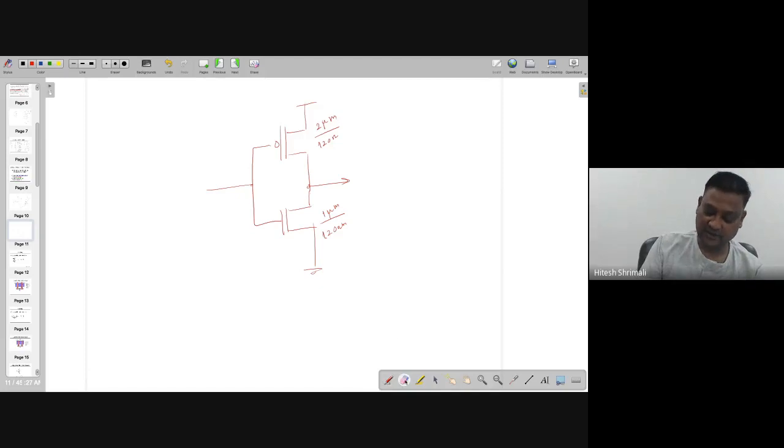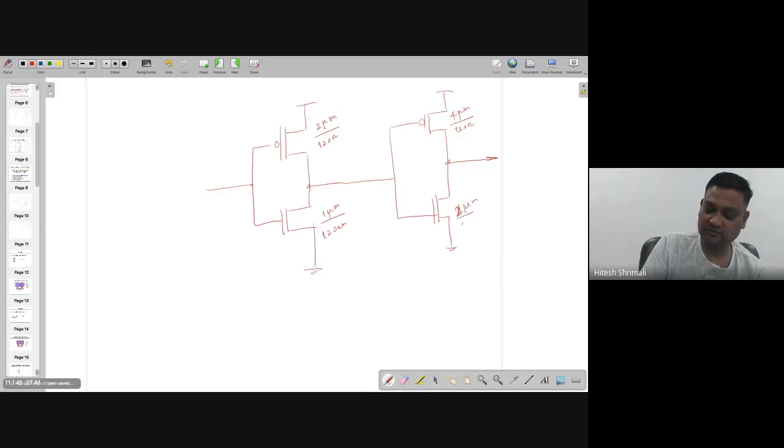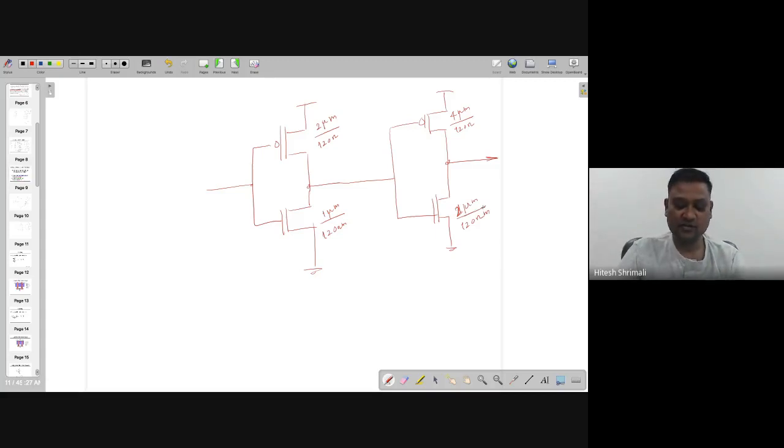If I am connecting maybe a similar inverter, but now I'm interested in this value to be 4 micrometer, or this value to be 2 micrometer, like this. So here you can see that the ratio is 2.